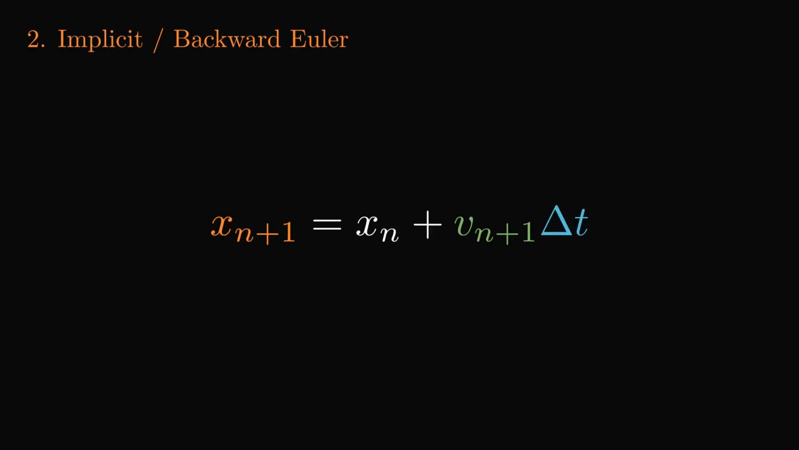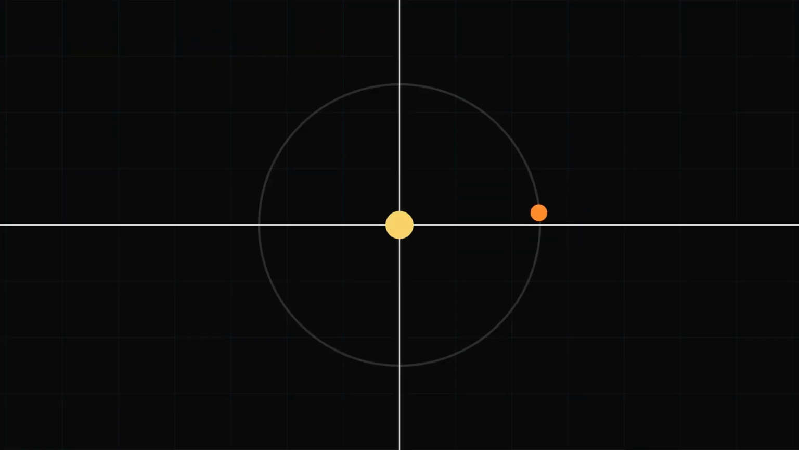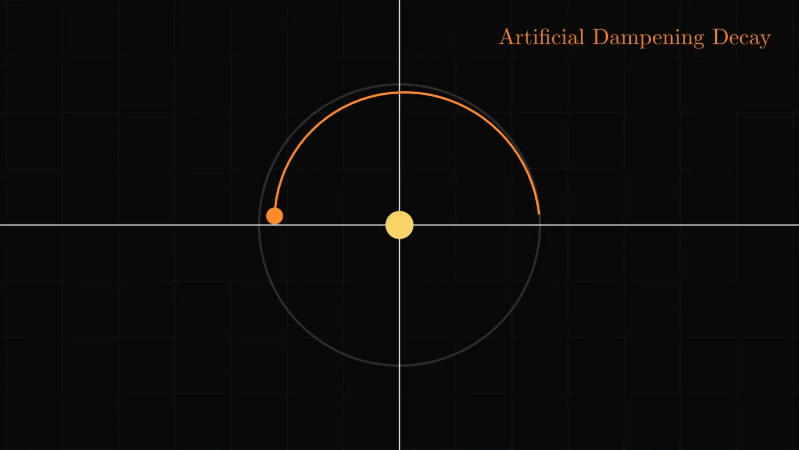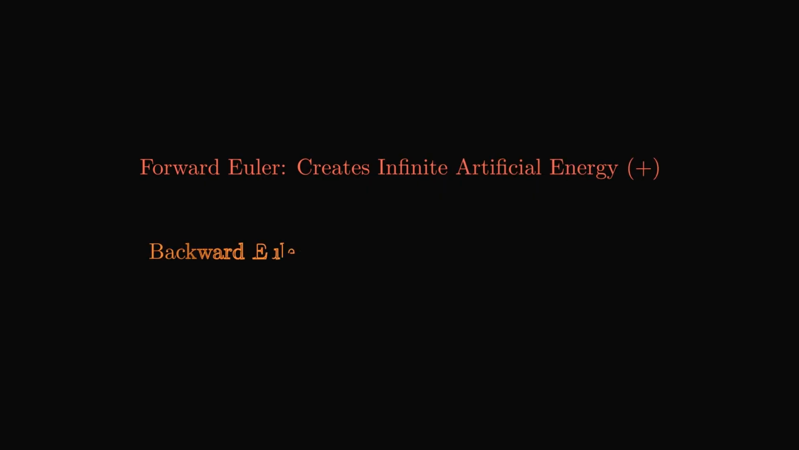To fix this, mathematicians look into the future using implicit or backward Euler. It calculates your next position using your next velocity. But because you don't know the future velocity yet, it requires solving a heavy system of algebraic equations every single frame. Worse, instead of creating energy, it aggressively destroys it, acting like a cosmic brake pedal that collapses your simulation. So forward Euler blows up your world and backward Euler freezes it solid. Neither works for real-time games.